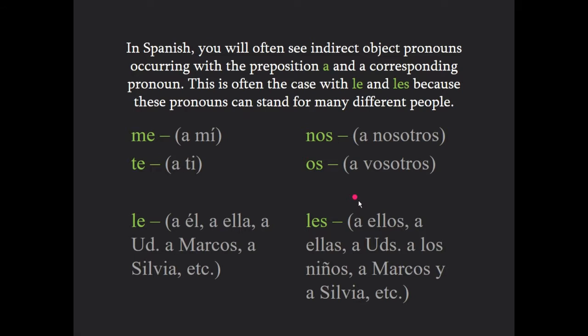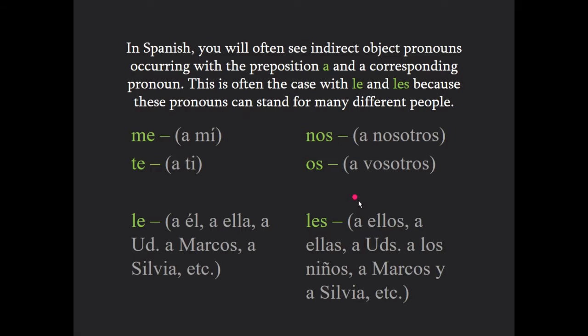You will see, in order to clarify or emphasize, te could be emphasized with a ti. Nos on the right could be clarified or emphasized with a nosotros. And os could be emphasized or clarified with a vosotros. So those top four, me, te, nos, os, can be clarified or emphasized with those words in parentheses.